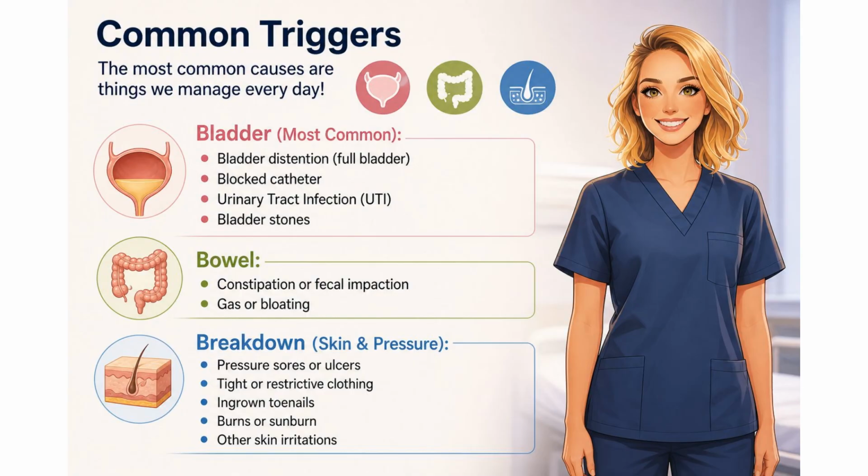The triggers for AD are often things we manage in our daily care. We can remember the most common ones with the 3 Bs: bladder, bowel, and breakdown. First, the bladder. This is the most frequent culprit. A distended bladder from a blocked catheter, a full bladder in a patient on an intermittent cath program, or a UTI can all set off an AD episode. Next, the bowel. Fecal impaction or even significant gas can be enough of a stimulus. Finally, breakdown of the skin. This includes pressure ulcers, but it can also be caused by less obvious things like an ingrown toenail, a burn, or even just tight or restrictive clothing that's putting pressure on the skin. Anything that would normally cause pain or discomfort can be a trigger.